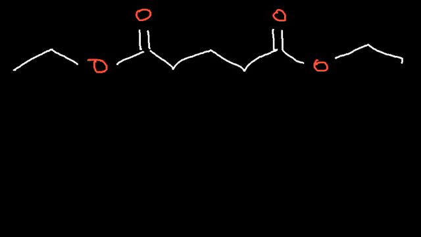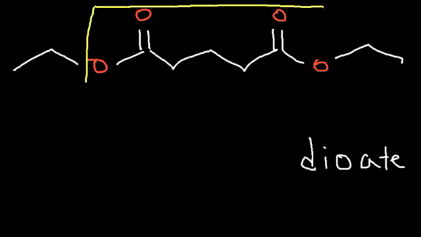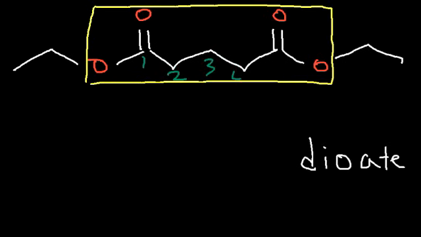How can we name this particular ester? So because we have 2 ester functional groups, it's going to be a dioate. Now the part in the middle is the part that is associated with the esters. It has the 2 oxygen atoms. So let's count those carbons. 1, 2, 3, 4, 5. 5 is pentane. So the middle portion is called pentane dioate.